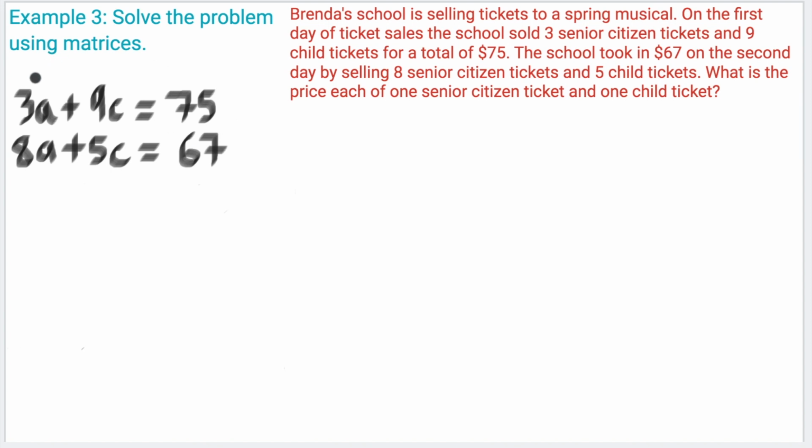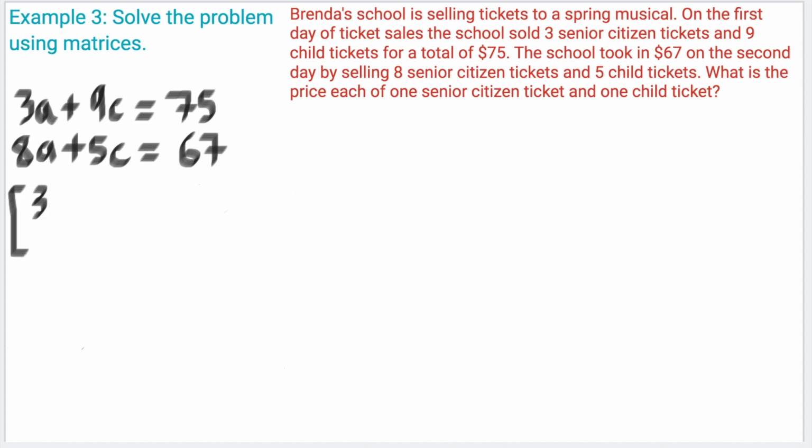The first equation here is 3 adult tickets, 3A, plus 9 child tickets, 9C, is equal to 75. So I'm using A and C to represent the number of adults and the number of children. And then the second equation is 8A, which is 8 adult tickets, and 5C, 5 child tickets, giving us a total of $67 of ticket sales on the second day. So these are the 2 equations, and we're going to convert them into matrices.